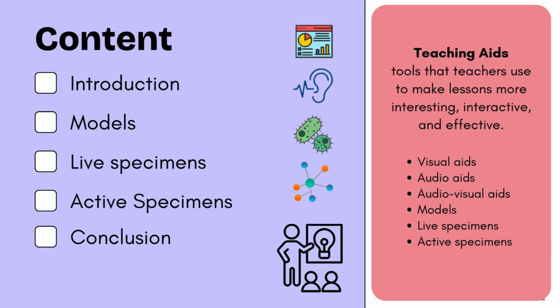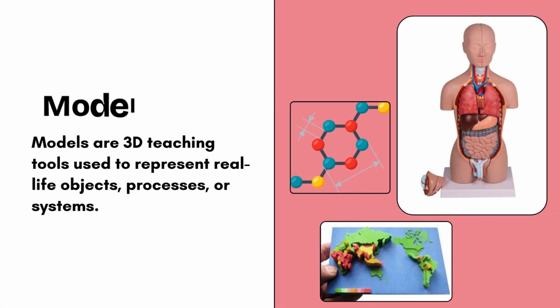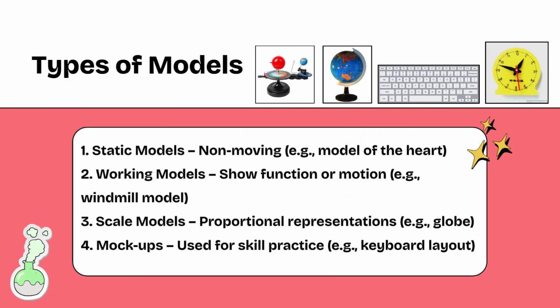Let's begin with the first category, models. Models are 3-dimensional teaching tools used to represent real-life objects, processes, or systems. They help us see and understand things that might be too big, too small, or too complex to observe directly. Here are some types of models.